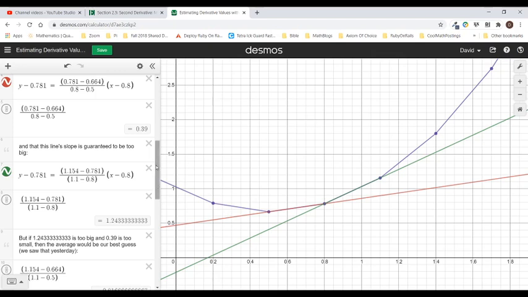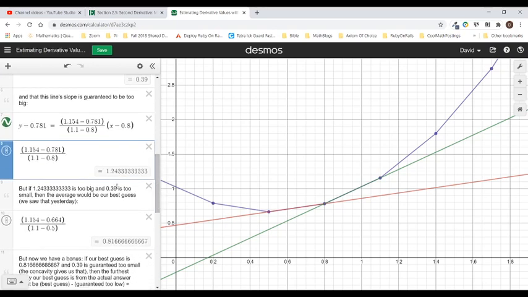So what I have is a number that's guaranteed to be too small, 0.39, and a number that's guaranteed to be too big, 1.243333333. Now, like we did yesterday, what we want to do is find the average of the two as our best guess. That's as far as we got yesterday, but we're actually now going to use the too big number and the too small number. What I want to be able to do is find the average. The average is 0.816666.